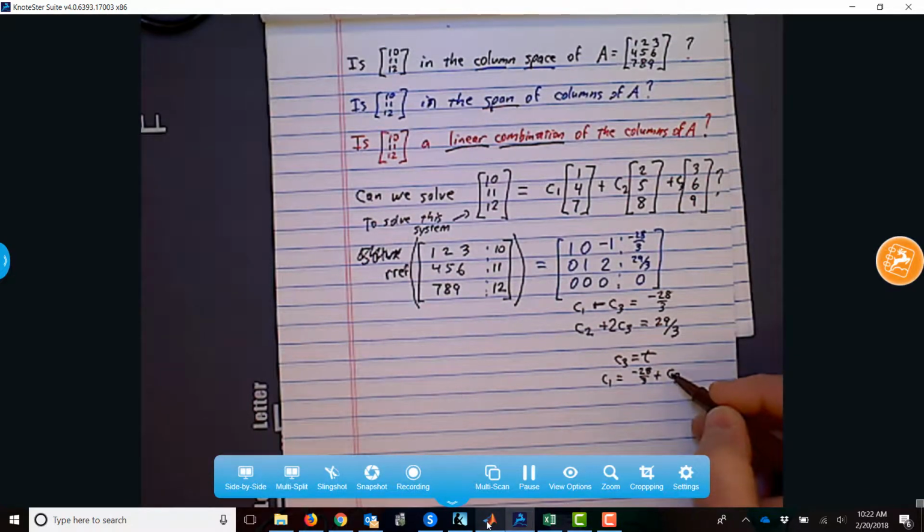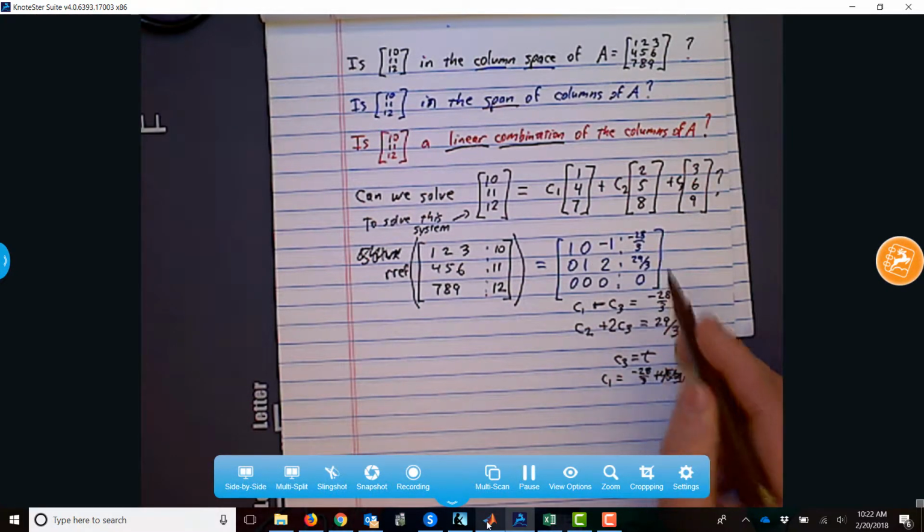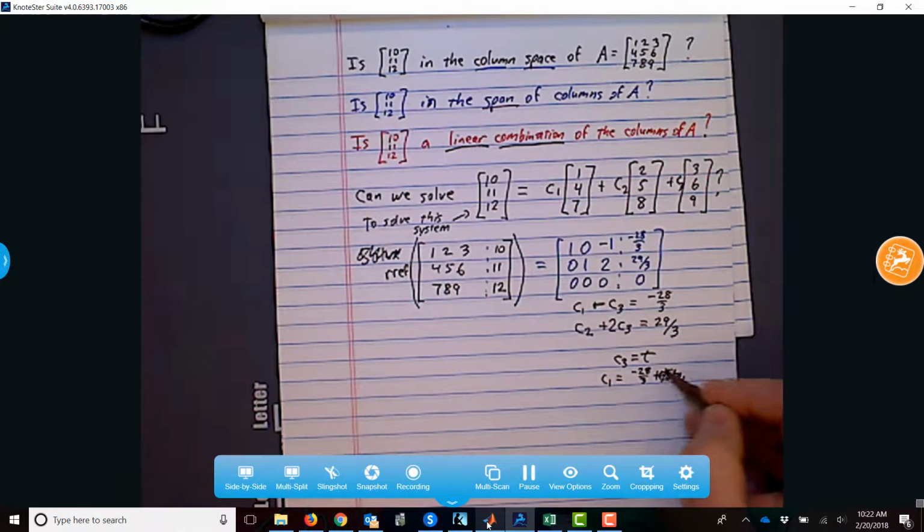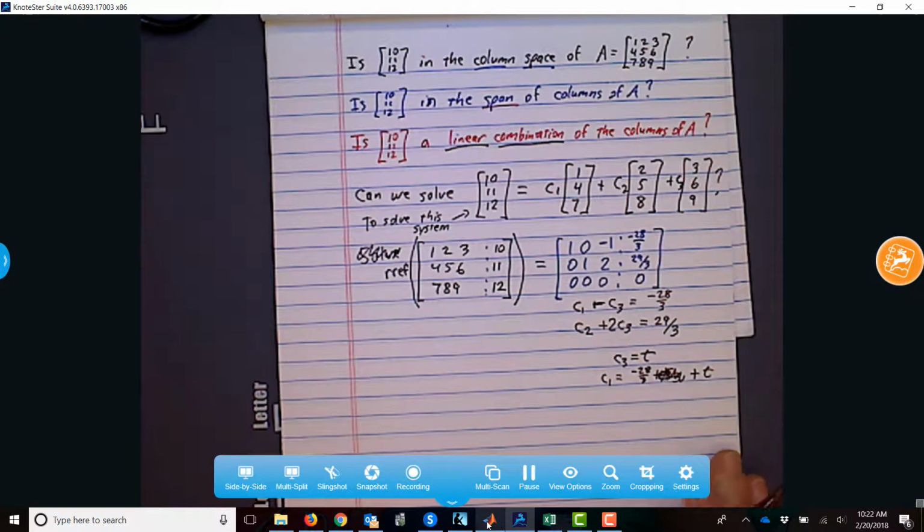So I could say that C1 is equal to, well, since C3 is T, I guess I could just bring it to the other side. If the system is inconsistent, I guess there's no rank, it looks like.